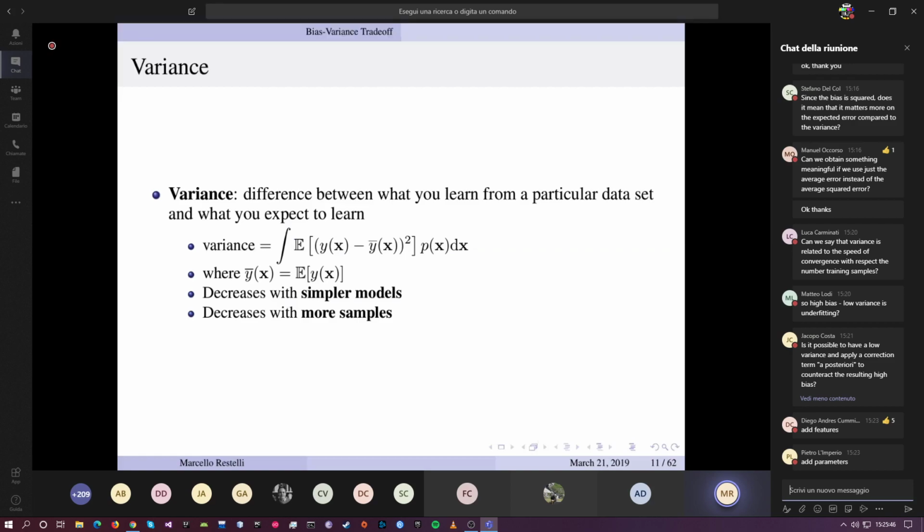So if actually you can access a very large amount of samples, what happens is that you can allow for very complex models. Of course, this can be a problem because you can have a computational problem, because if you have many samples, you have to train on a dataset with many samples. Actually, this could be really complex.